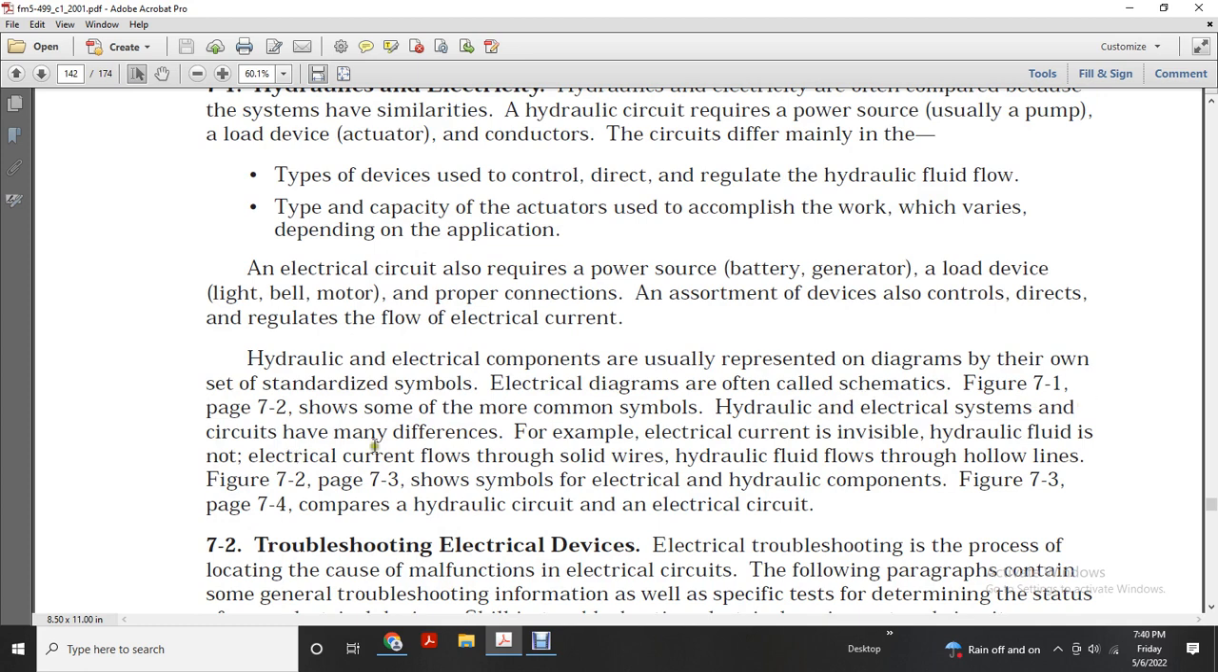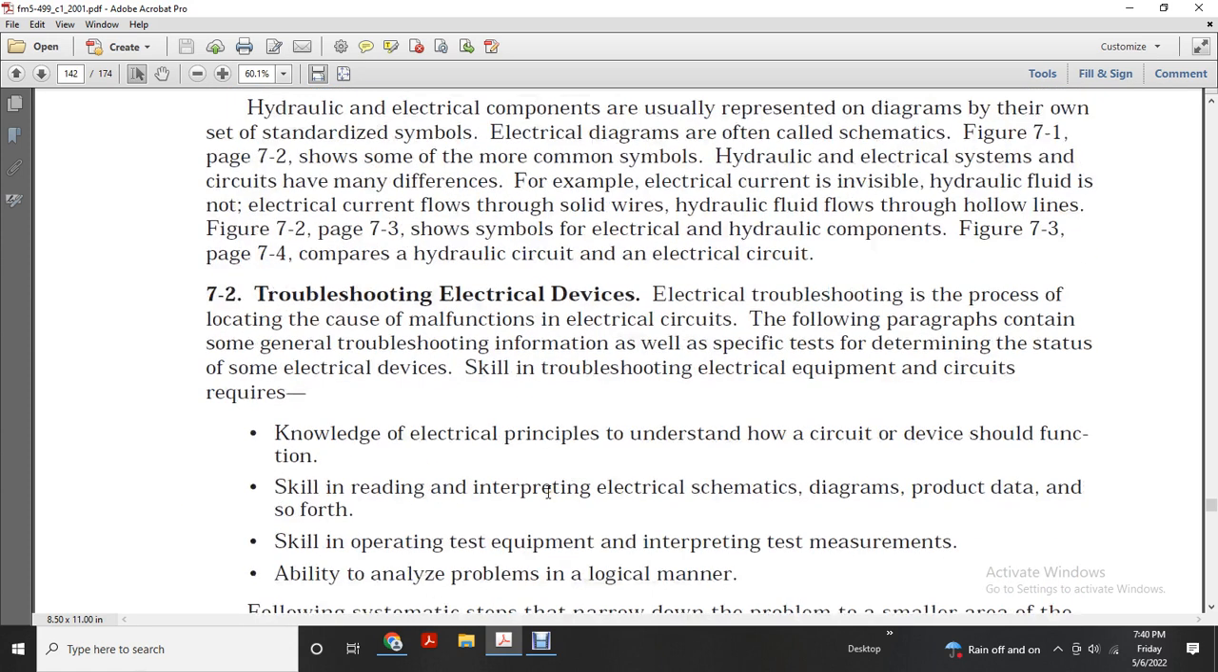Hydraulic and electrical circuits are similar, but they have many differences. For example, electric current is invisible; hydraulic fluid is not. Electric current flows through solid wires; hydraulic fluid flows through hollow lines. Figure 7.2 shows the symbols for the electrical and hydraulic components. Figure 7.3 compares hydraulic circuits and electrical circuits.